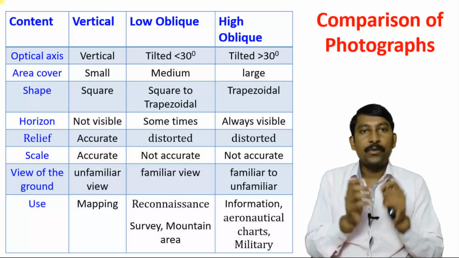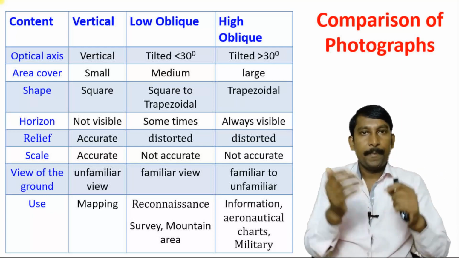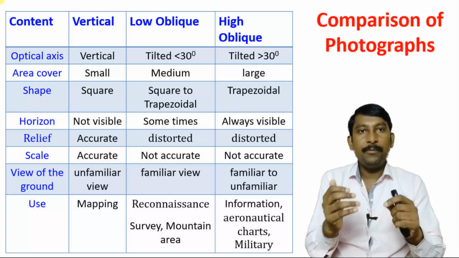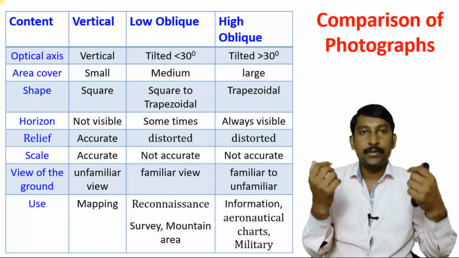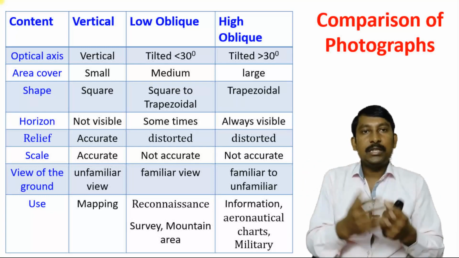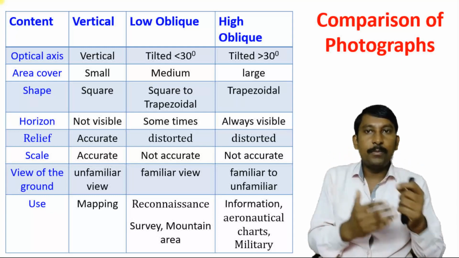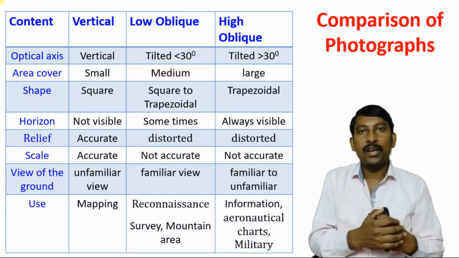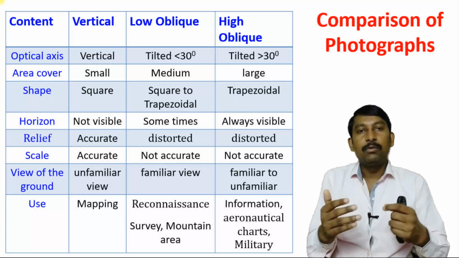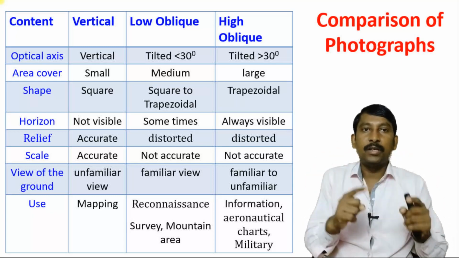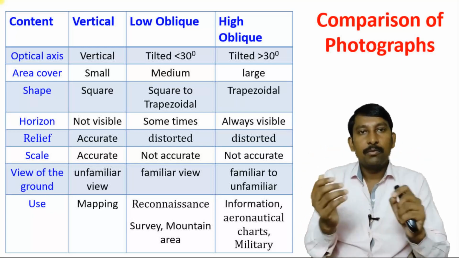In vertical photographs, the horizon is not visible. In low oblique photographs, sometimes the horizon is visible, but in high oblique photographs, the horizon is always visible. Next thing is the relief. In vertical photographs, relief is accurate. In low oblique photographs, it is slightly distorted, and in high oblique photographs, it is highly distorted. When you use relief for measuring or mapping purposes, you can prefer vertical photographs.